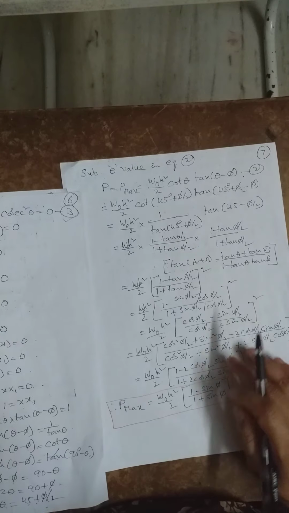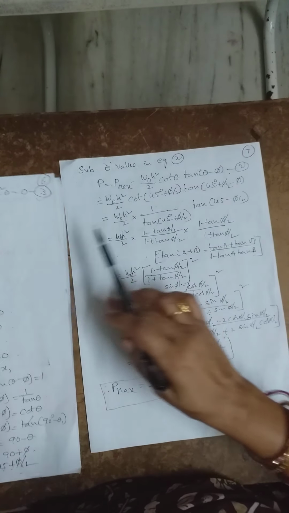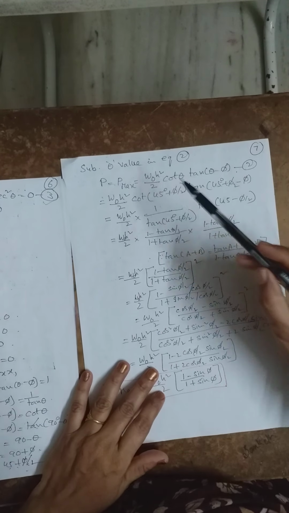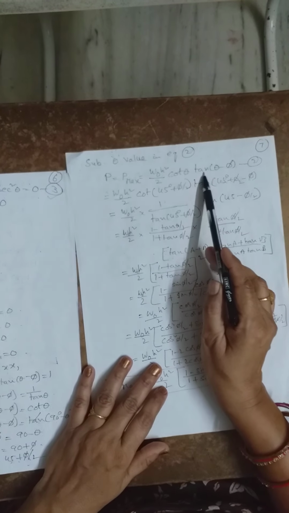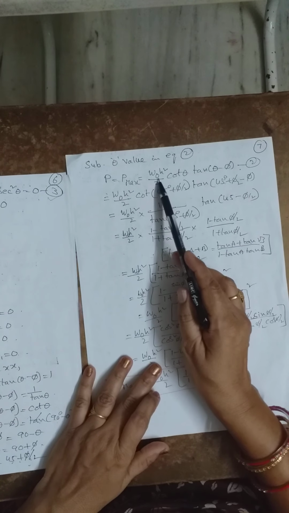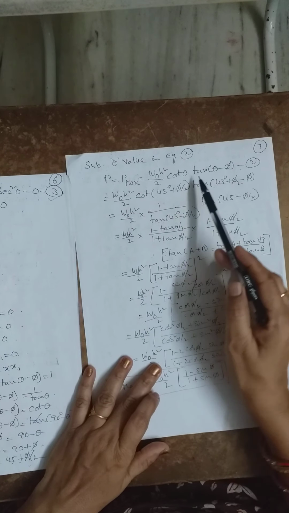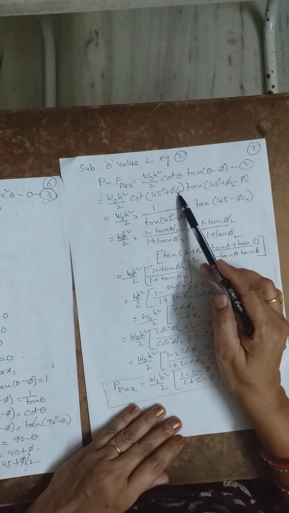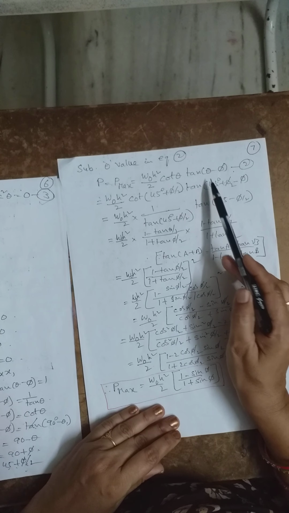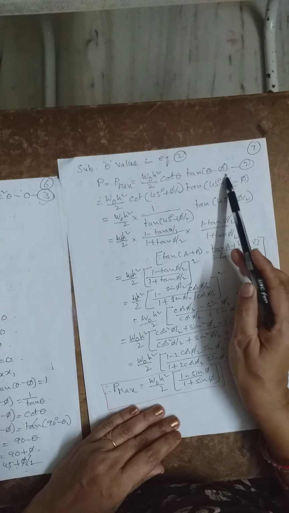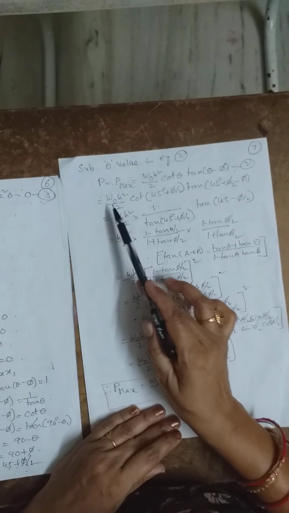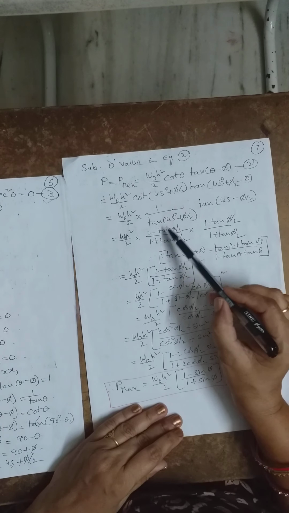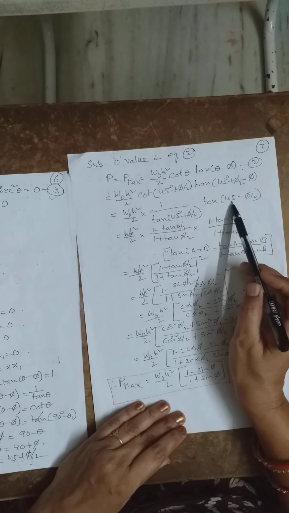Now this we substitute in the second equation. The second equation we have previously written as P maximum, or P, is equal to WOh² by 2 into cot θ tan(θ−φ). So WOh²/2, the cot θ value we know now, θ is 45 degrees plus φ/2, tan(θ−φ) is 45 degrees plus φ/2 minus φ. So this comes to WOh²/2 into 1/tan(45° + φ/2) tan(45° − φ/2).